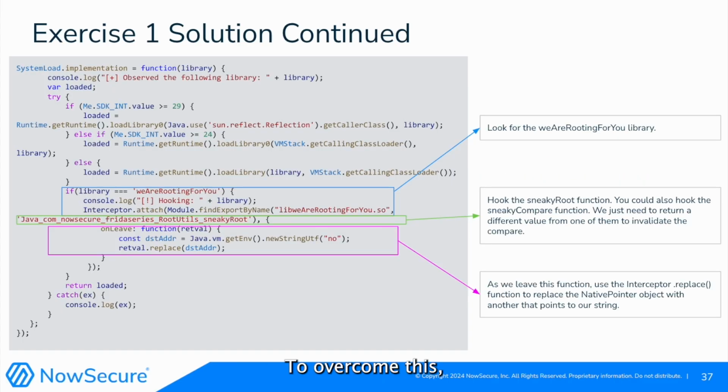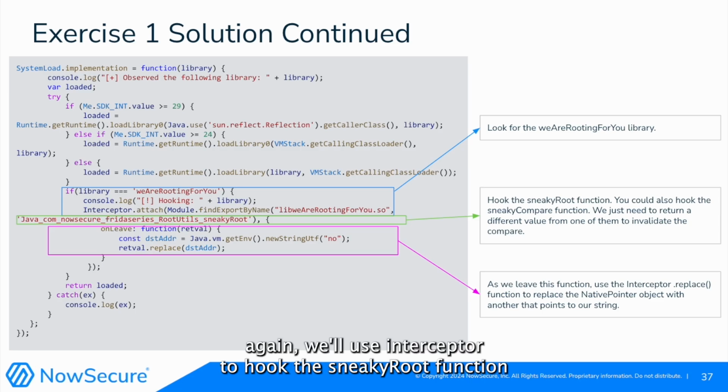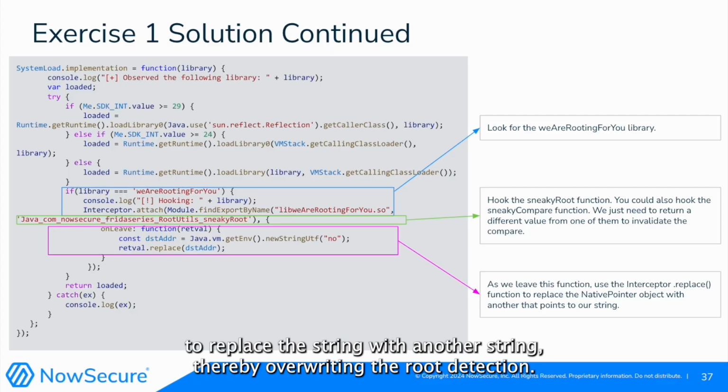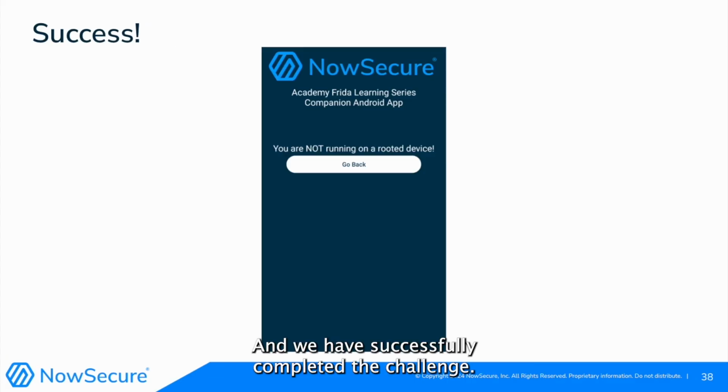To overcome this, again, we'll use Interceptor to hook the sneakyRoot function and use the retval.replace function built into Interceptor to replace the string with another string, thereby overriding the root detection. And we have successfully completed the challenge.